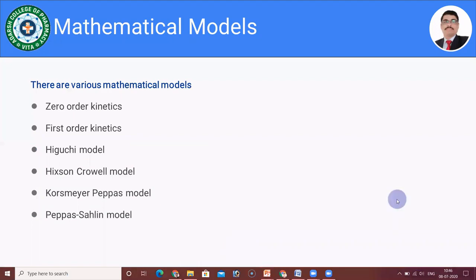Model dependent kinetics. In the case of model independent, we have to suppose mean dissolution time, and in the case of model dependent kinetics, to fit the drug release data, we have release options like zero order kinetics, first order kinetics, Higuchi model, Hixson and Crowell model, Korsmeyer-Peppas model, and Peppas and Sahlin model.